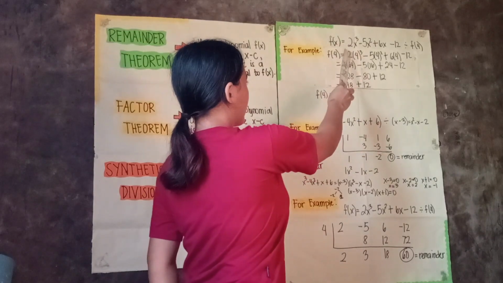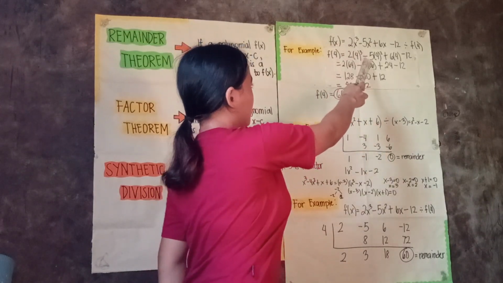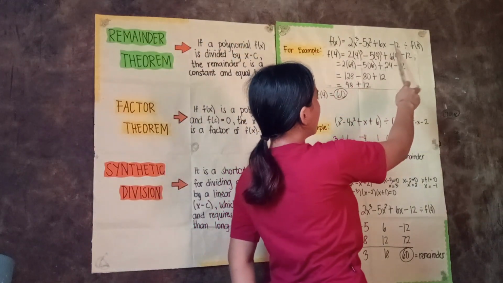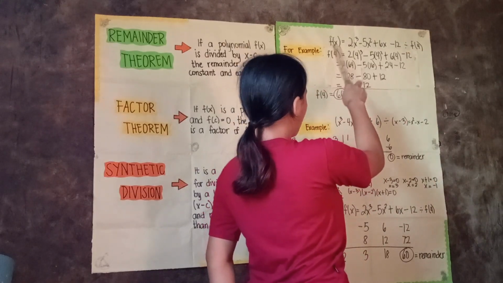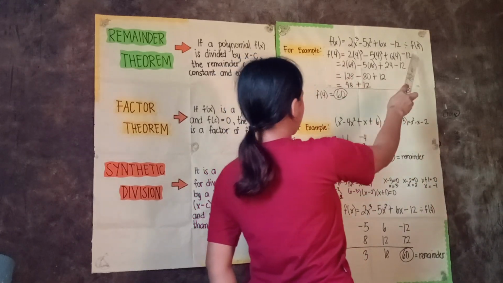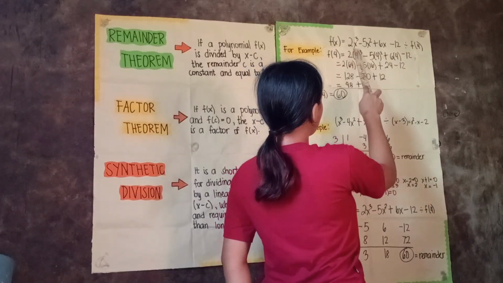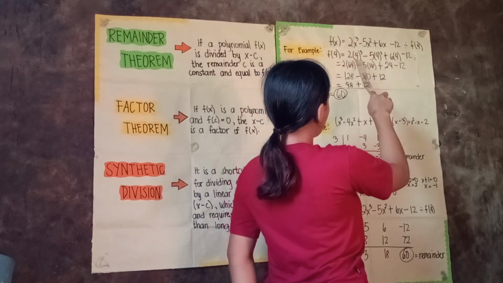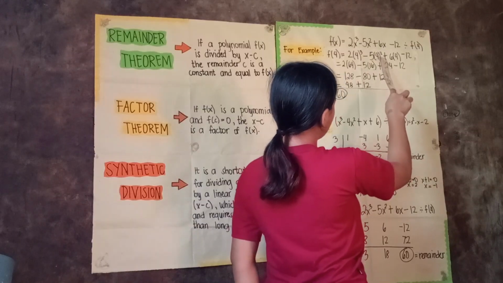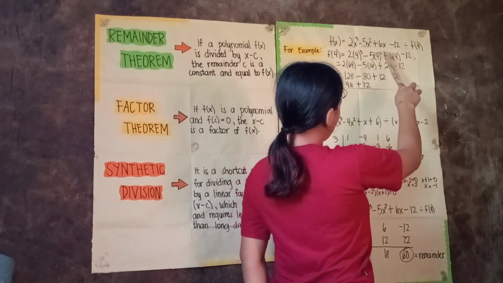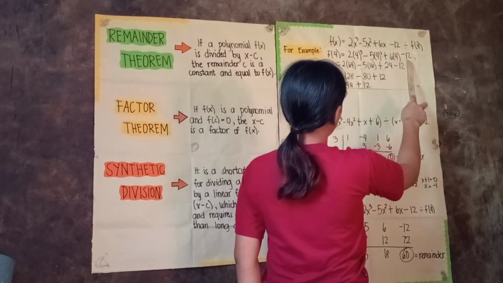f of x is equal to 2x cubed minus 5x squared plus 6x minus 12, divided by x minus 4, so we find f of 4. Change x into 4 because our x is 4. Equals 2, change x into 4, copy the cube, minus 5, change x to 4, then copy the square, plus 6, change x into 4, copy the negative 12.